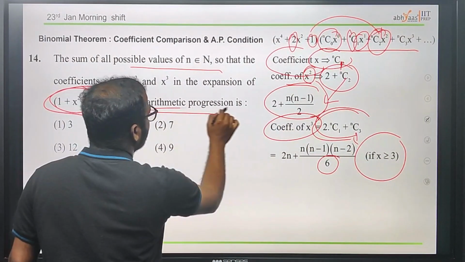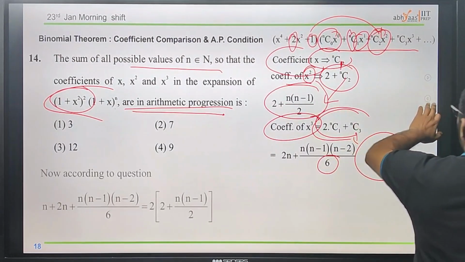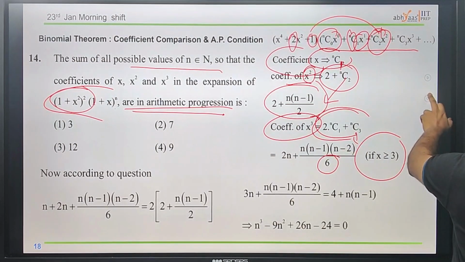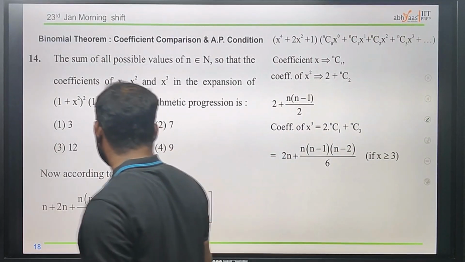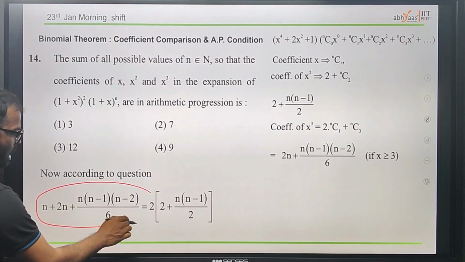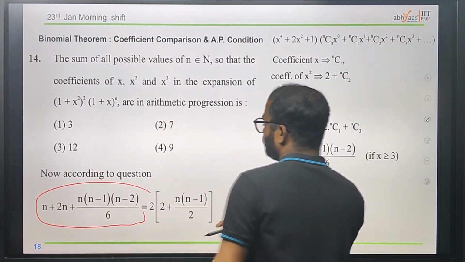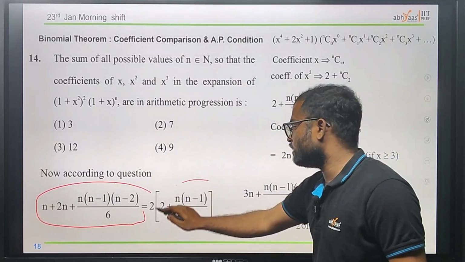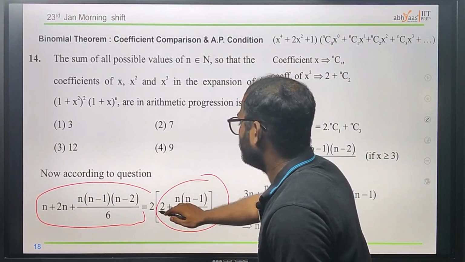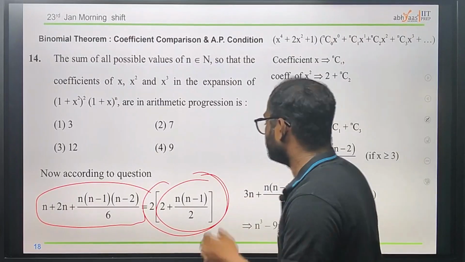Now they are saying the coefficients are in arithmetic progression, so we have to make it like an AP. According to the question, it has to be written in arithmetic progression, adding all these things. We will have 2 plus n into (n minus 1) by 2. Next we need to find the n values. We already have the 2 here.